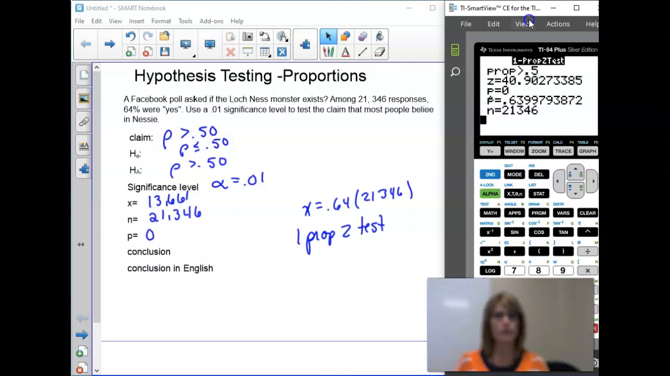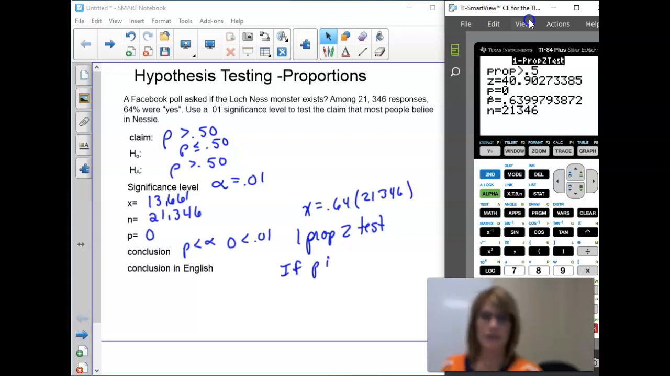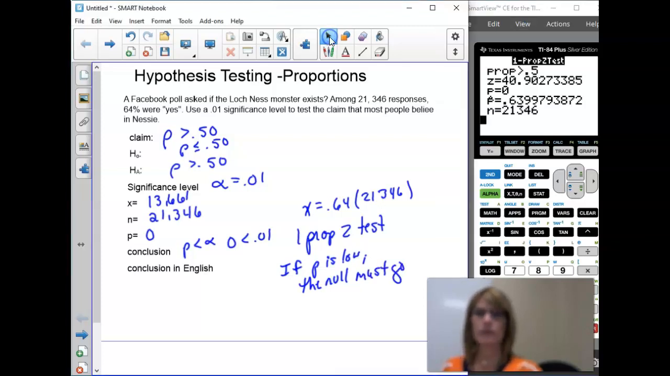And then you compare your p-value to alpha. So p is less than alpha, meaning 0 is less than 0.01. So if p is low, the null must go. So we will come over here and mark out your null. Okay, and then circle whatever's left.